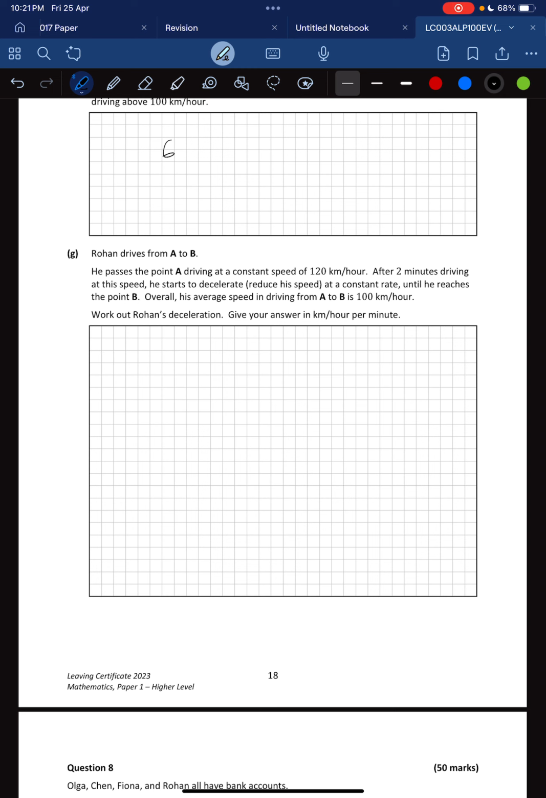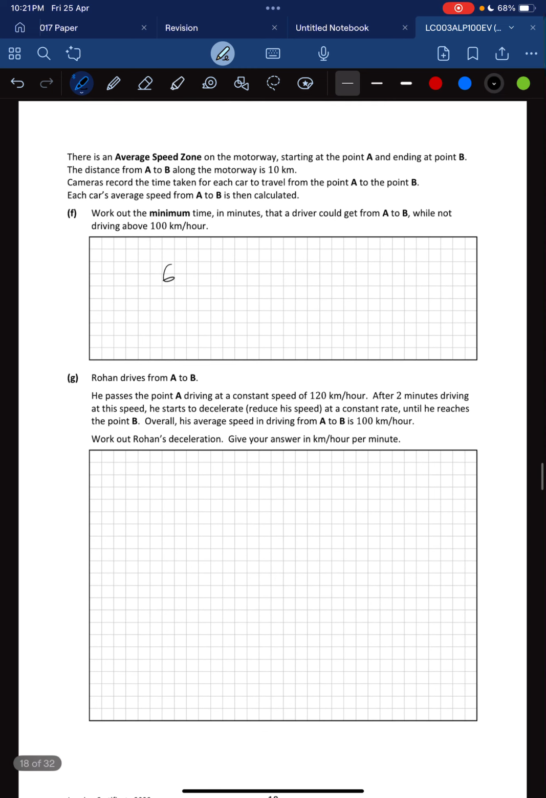So the question reads, Rohan drives from A to B. He passes the point A driving at a constant speed of 120 kilometers per hour. After 2 minutes driving at this speed, he starts to decelerate, reduce his speed at a constant rate until he reaches the point B. Overall, his average speed driving from A to B is 100 kilometers per hour. Work out Rohan's deceleration. Give your answer in kilometers per hour per minute.